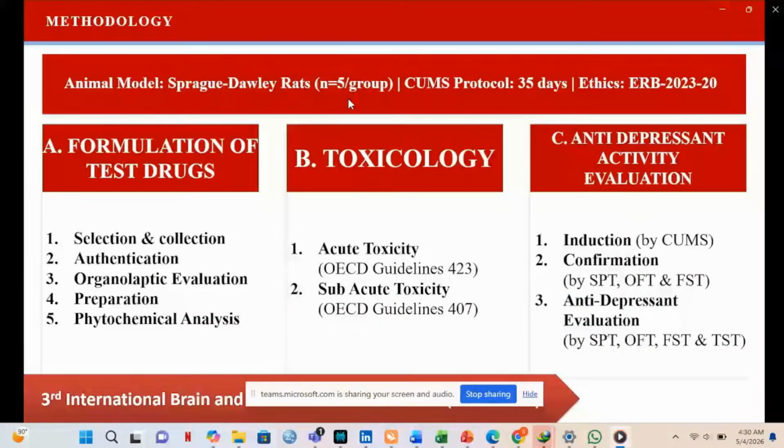Then after the treatment, the final antidepressant evaluation of the animals was done by the sucrose preference test, open field test, forced swim test, and the tail suspension test.